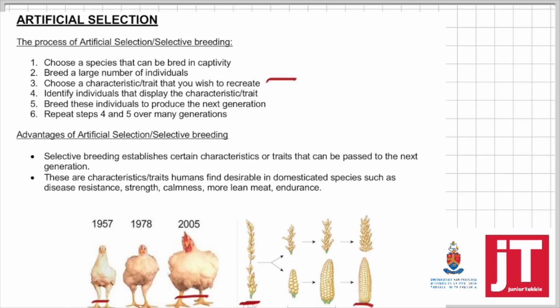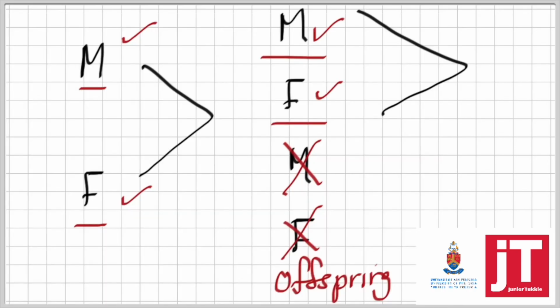And these characteristics are usually how much meat, how strong they are, if they're disease resistant, and it's usually to benefit the human being. I hope you understood my lesson on artificial selection.